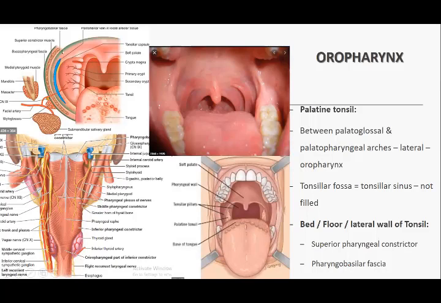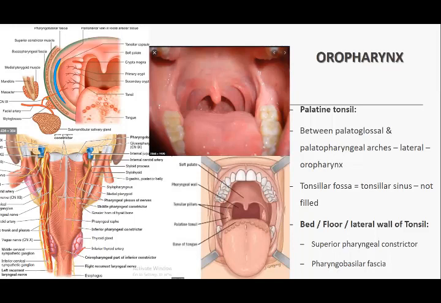Still outside, you have the pharyngobasilar fascia. And then outside the pharyngobasilar fascia, you have the superior constrictor muscle of the pharynx. And still outside, this is the buccopharyngeal fascia. And on the outside over here, you have blood vessels, you have nerves, the glossopharyngeal nerve, the vagus nerve, and don't forget, you also have the internal carotid artery lying over here, if it is high enough.